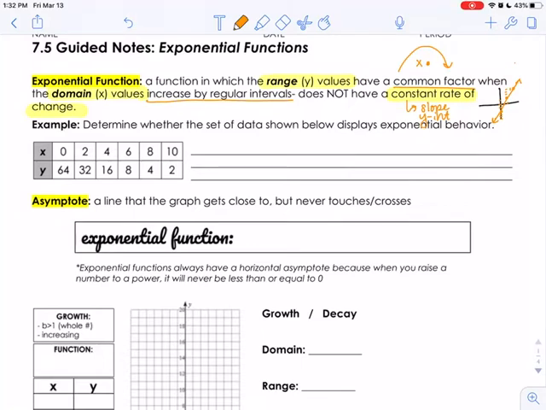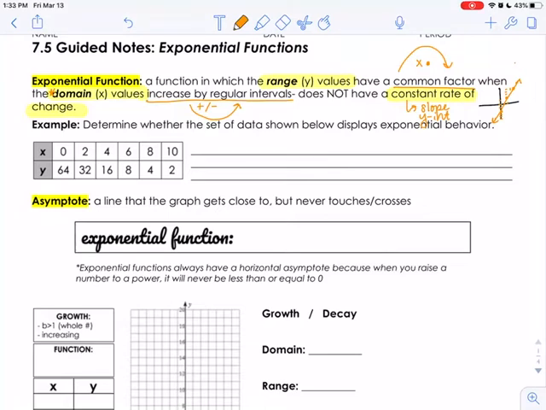Meaning if we're going from one x value to the next, we should be adding or subtracting the same number every time. And this is actually the same for whether we're looking at a line or whether we're looking at an exponential function, or really any function, because we're the ones determining the x values. We want them to increase or decrease by regular intervals so that we can see what kind of relationship we have between the y values.